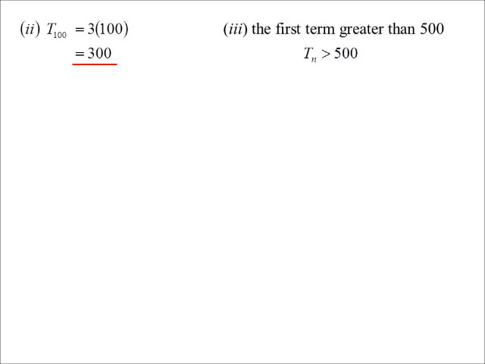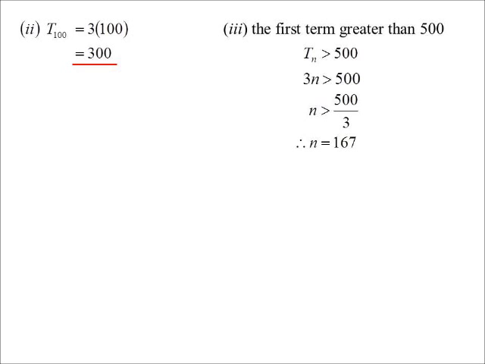Which term would be the first one bigger than 500? Well, we're saying when is the general term bigger than 500? That's the inequality we want to solve. So 3n is greater than 500. 500 over 3, but remember n has to be a whole number, an integer. So we want the first one that's bigger than 500 on 3, which would be 167.